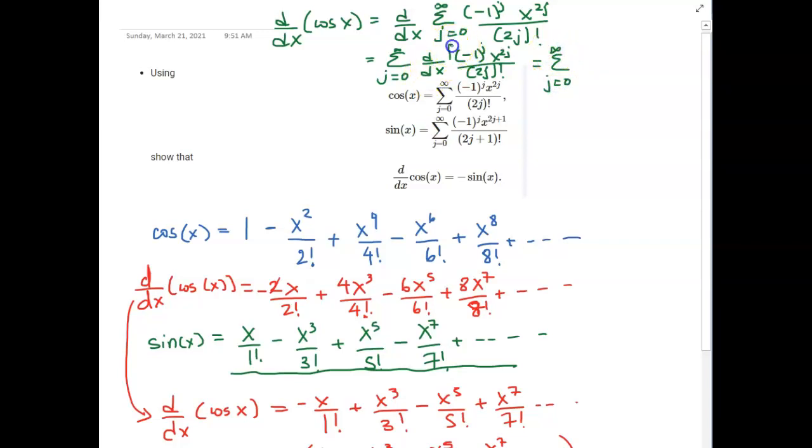Right, so let's take the derivative of this term right here. So we can see that the only thing that depends on x is x to the 2j. So you're going to get negative 1 to the j. This is the power rule. You're going to have the 2j come down and x to the 2j minus 1, over 2j factorial.